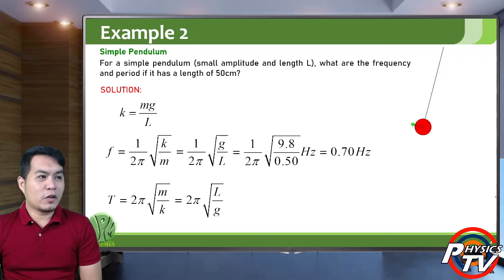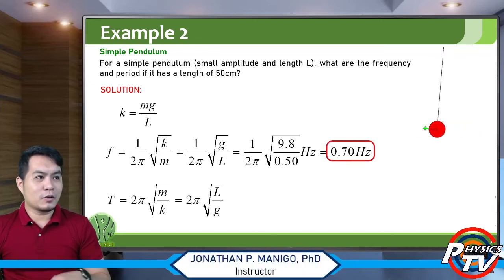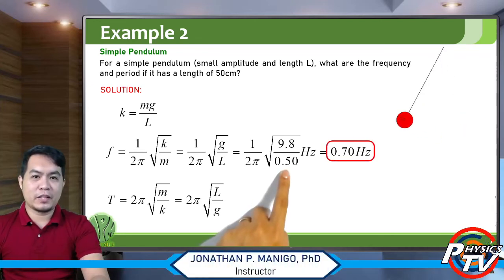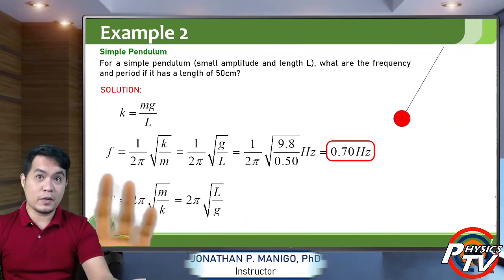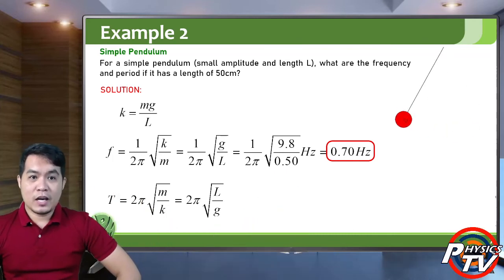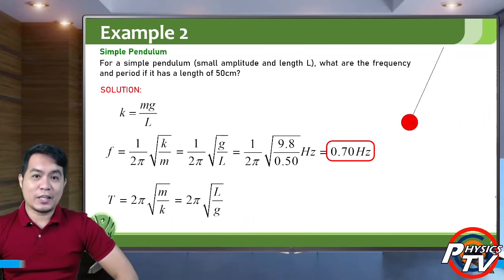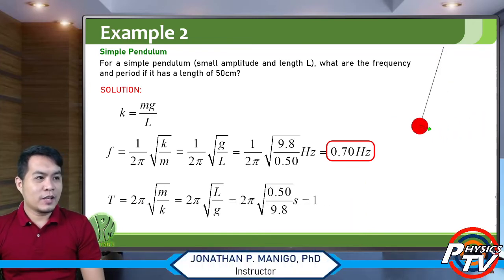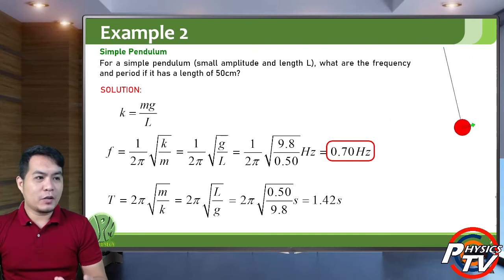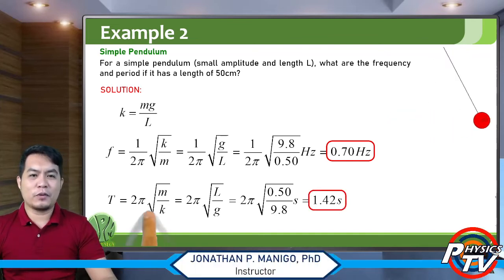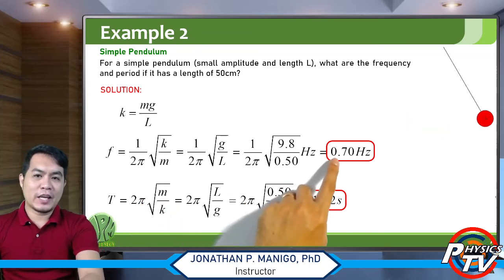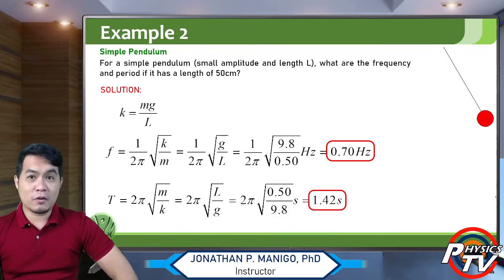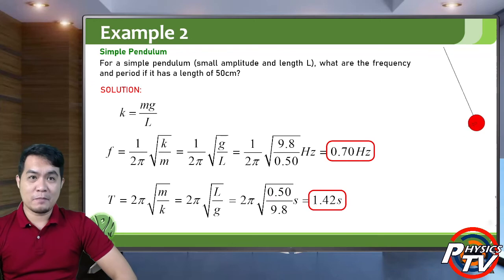Substituting all of the values, the length is 0.50 meters. So always convert your given values to standard units. You will get a frequency of 0.70 hertz, and for the period, 1.42 seconds. Again, you can solve for the period by just taking the inverse of the frequency, 1 over the frequency, and you will get the same result.